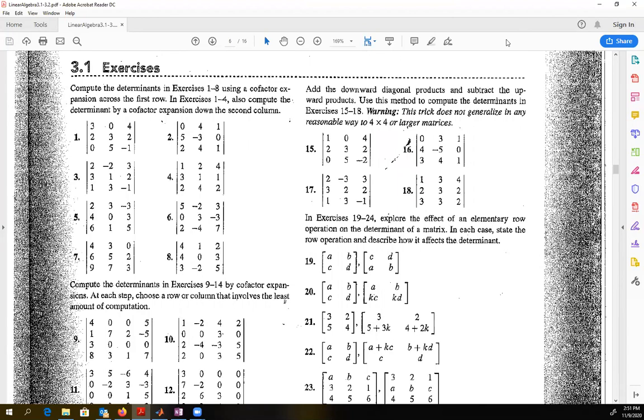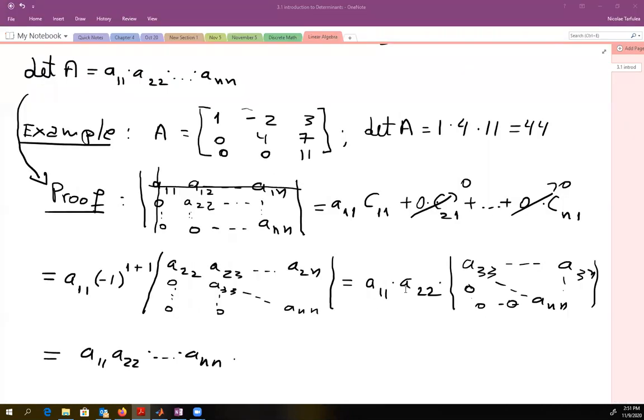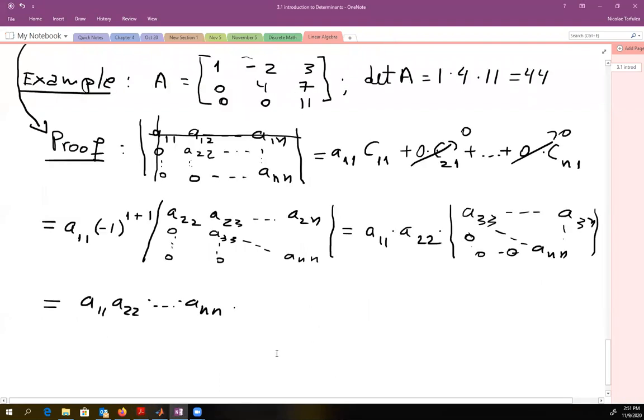Problem 5. Which one? Problem 5. Okay, I'm going to move it from here. And let me look up the textbook if I have one. Yeah, actually, I have this. All right, so problem number 5 from section 3.1.